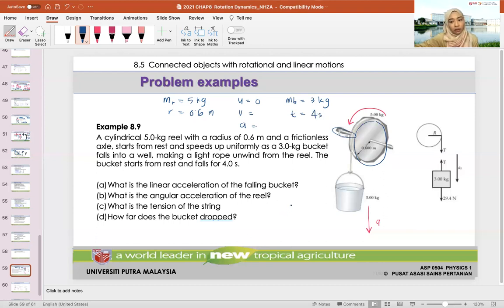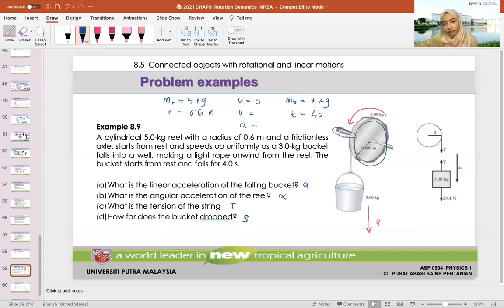Okay. So it's asking what is the linear acceleration of the falling bucket. It's asking what is A, and what is the angular acceleration. If we can solve for A, we can also solve for alpha because they are related by the radius. What is the tension of the string, T? How far does the bucket drop? It tells you it falls for 4 seconds, so you need to know what is your displacement, or S, in the y-axis.